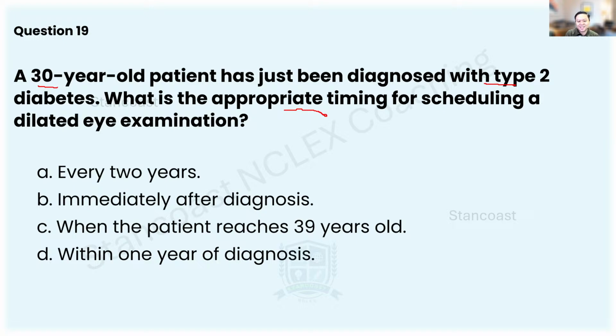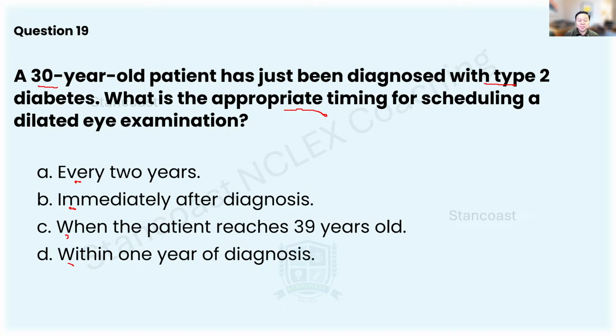This is very important, guys. Eye care in diabetic patients. Would that be every 2 years? Will that be immediately after diagnosis? Or is it C, when the patient reaches 39 years old? And D, within 1 year of diagnosis? What you should select here is something that can promote initial assessment in a timely fashion. What we need to do here is basically to have a timely assessment and evaluation to prevent complications.